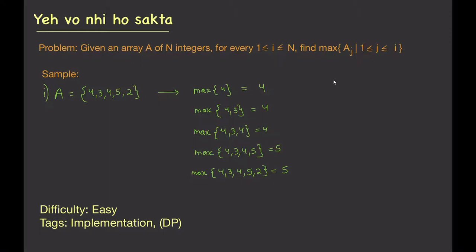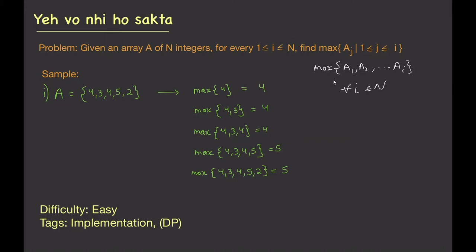Hello everyone. So now we will see the editorial for the question "ये वो नहीं हो सकता" from Convex 2.4. In this problem you are given an array A of n integers and you are asked to find, for every i between 1 to n, what is the max of the elements aj such that j is less than or equal to i. That is, you are asked to find the max of a1, a2 and so on till ai for all i less than or equal to n.